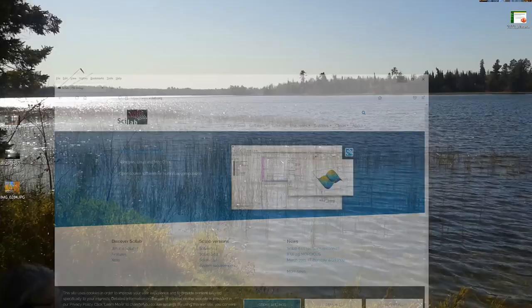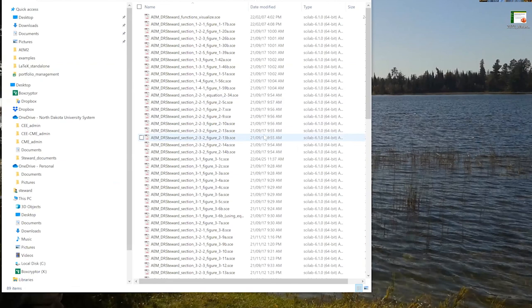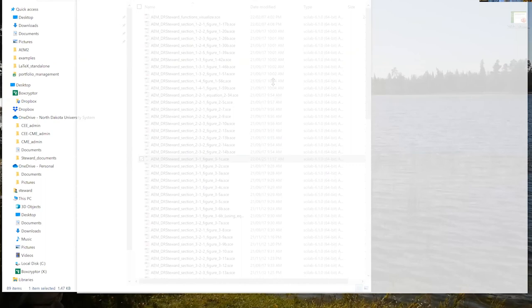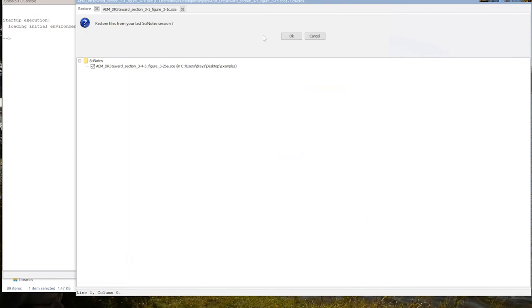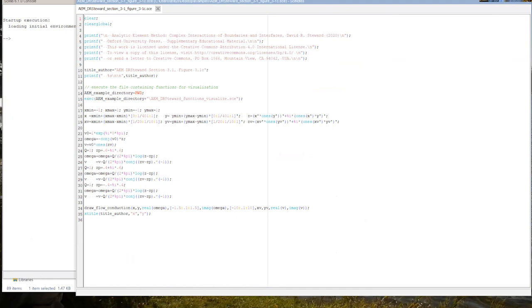I have a set of examples. This is the zip file that's out there. Let me just show you this one right here. This is just some Scilab code. If you download Scilab, you'll be able to run all of these examples that I have out there. You can see that the interface looks very similar to MATLAB. Let me just run this one so you can see it.